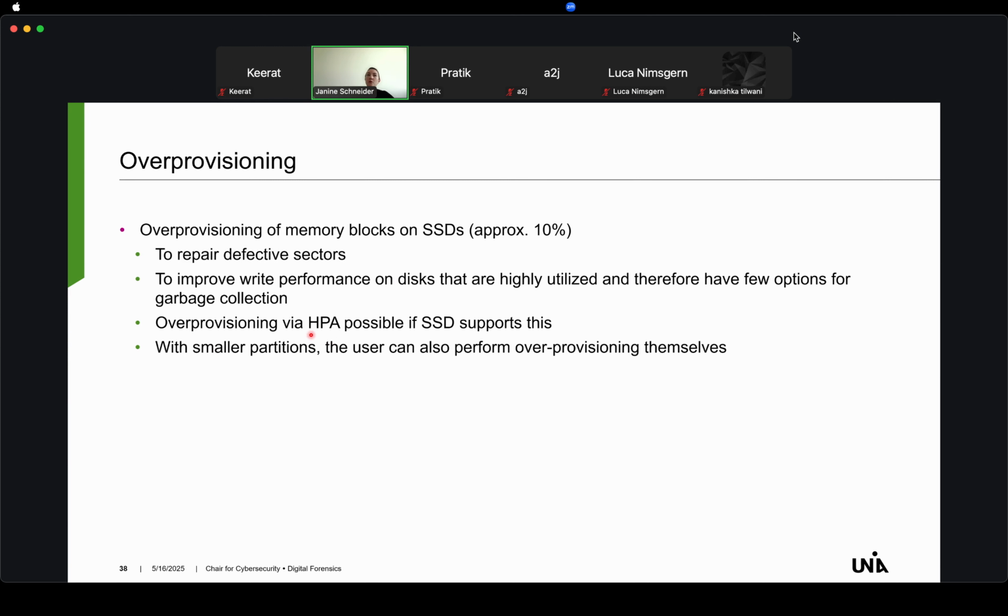So people could try to have a look at the over provisioning area to find hidden data. It's probably not that easy to hide data in the over provisioning area of an SSD, but people could have a look at it.